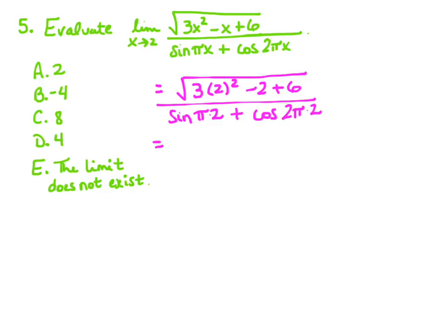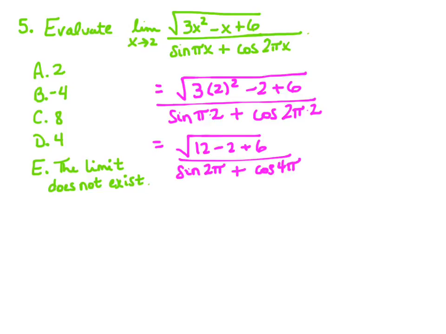All right, so in my numerator, I get the square root of, 2 squared is 4, and 3 times 4 is 12, minus 2 plus 6, over, I'm going to rewrite these numbers here in the denominator, sine of 2 pi plus the cosine of 4 pi. And then my numerator, 12 minus 2 would be 10, plus 6 would be 16. So I've got the square root of 16.